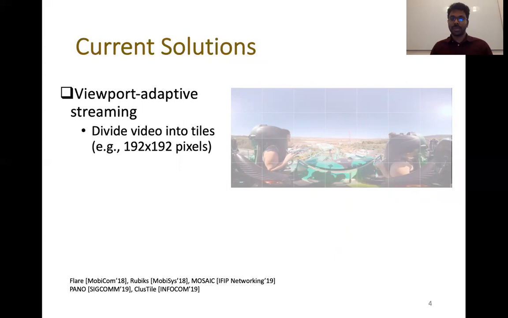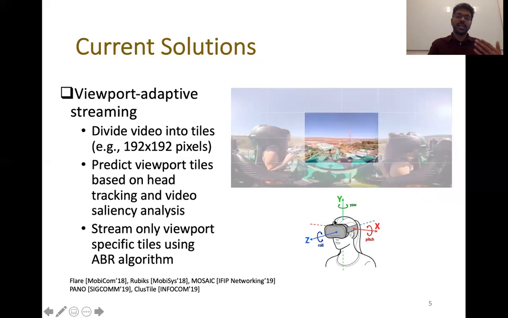Now that the tiles are independent, on the client side, the client can employ some sort of prediction mechanism to predict the user's direction of view and fetch only the tiles that are specific to the user's direction of view. And by using this technique, the client does not have to download the unnecessary parts and hence can save the bandwidth significantly.